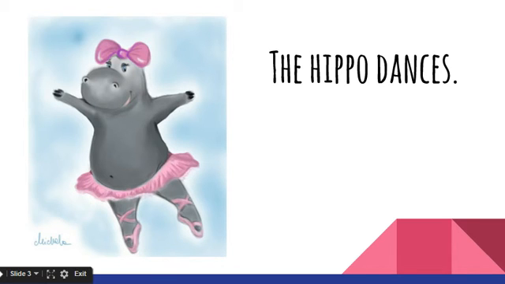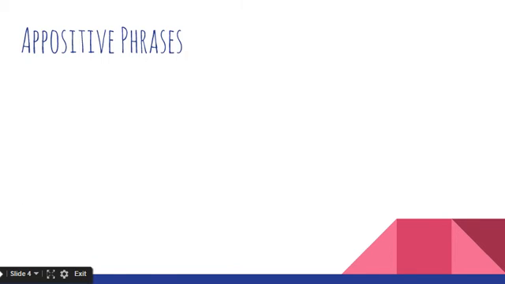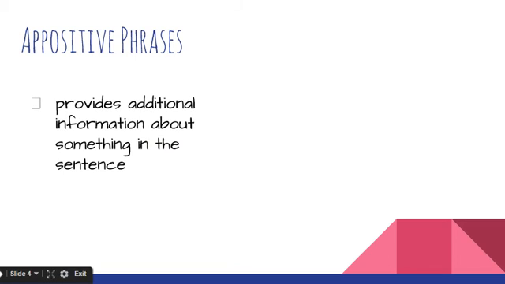So in order to make our sentences more interesting and to provide extra information for our readers, we have to allow for different types of phrases that get added to that basic phrase, the hippo dances, or whatever it might be. So there's two types we're going to talk about today. Appositive phrases are made up of information that somehow clarifies something else in the sentence.